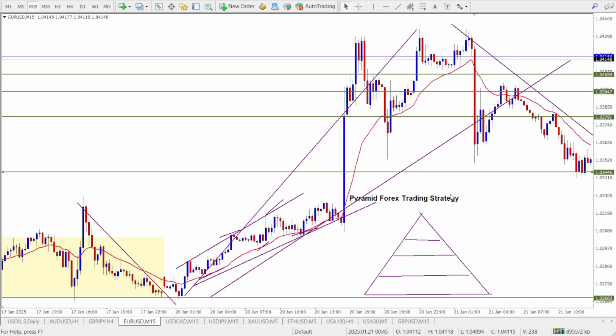This strategy is a game changer for building stronger positions while keeping your risk under control.